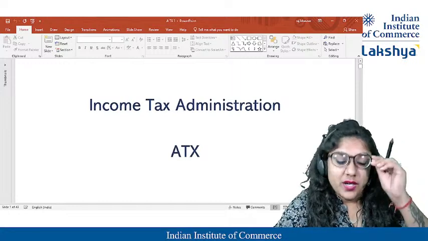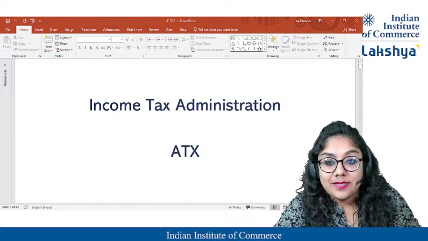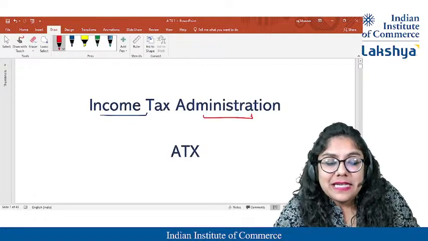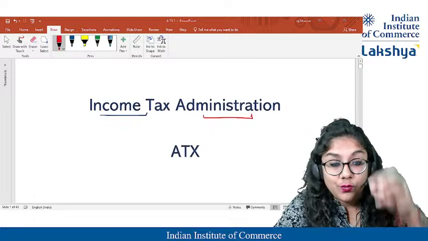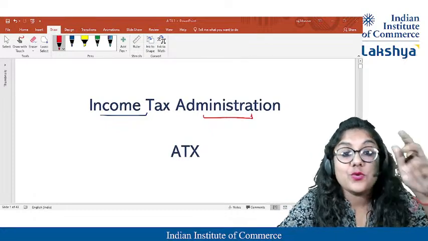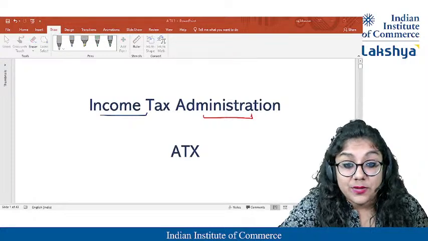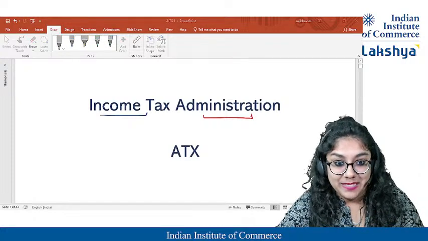If you read the word, I can cut it into two pieces: income tax and administration. Income tax is the tax which has been governed. So the admin is who is going to govern it, who is going to have an eye on this income tax. That is the first concept we need to learn.